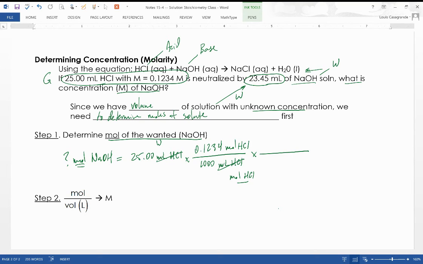Now, even though it's a 1-to-1 ratio, and that's a nice thing about some of these neutralization reactions, some of them you're going to have some stoichiometry. So make sure you do the stoichiometry. It's 1 mole of HCl in the denominator, 1 mole of NaOH in the numerator. Cancel out the moles of HCl. And notice we now have what we're looking for. So stop your calculation here and do the math.